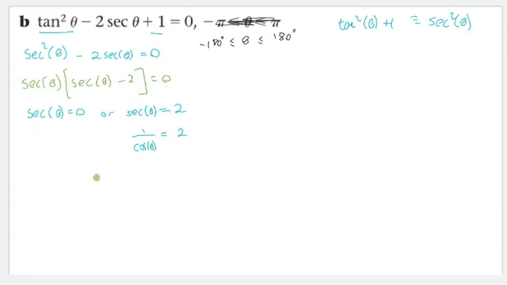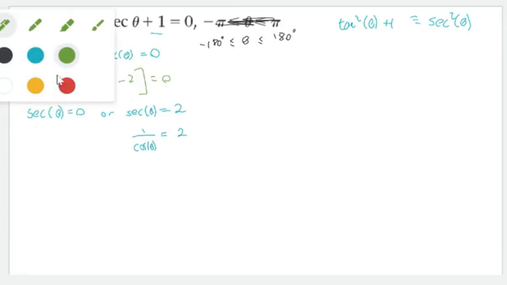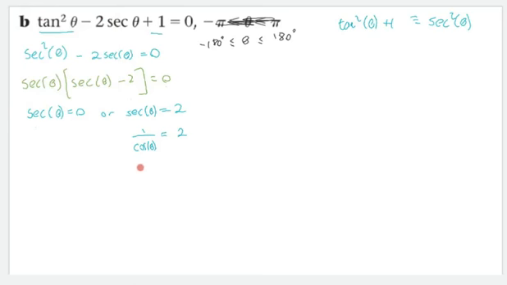Would you? Well, I'm not really sure, to be honest. Okay, so we're trying to get cos theta by itself. Would you times the 2 by cos? Sure, and what would that give us? Give you 1 equals 2 cos. Okay, 1 equals 2 cos theta.